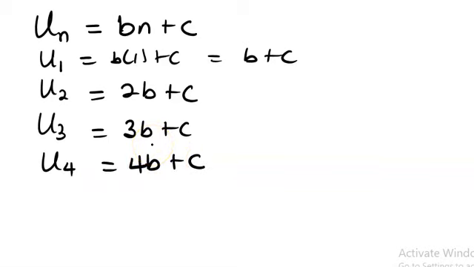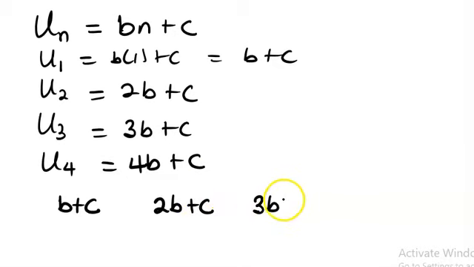So when you look at the linear number pattern, this is how the sequence will behave. The first term is b plus c. Then the second term is 2b plus c. The third term is 3b plus c. And then the fourth term, 4b plus c. So this is how it will behave.